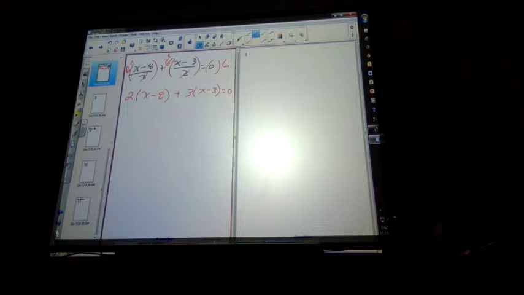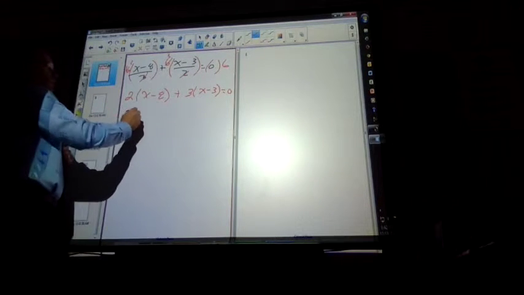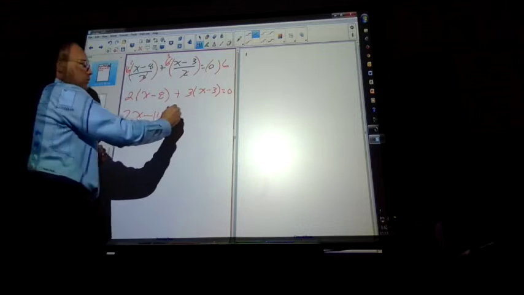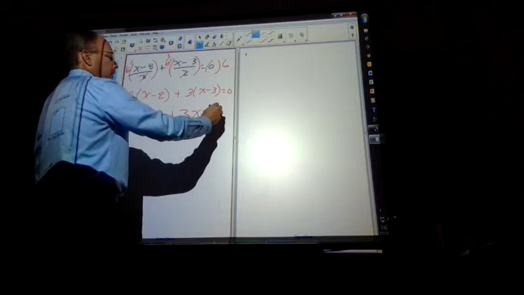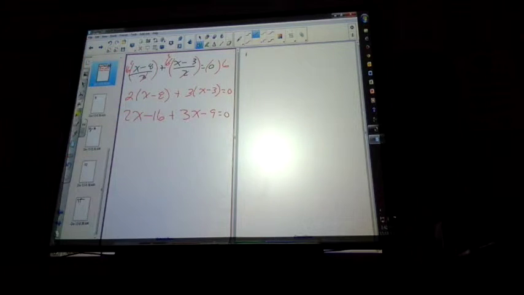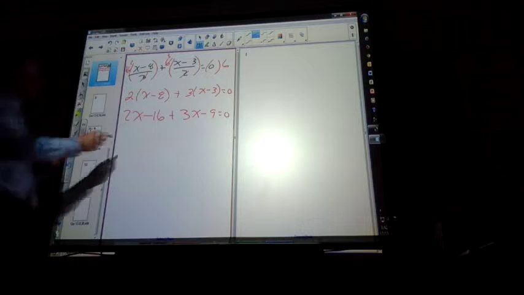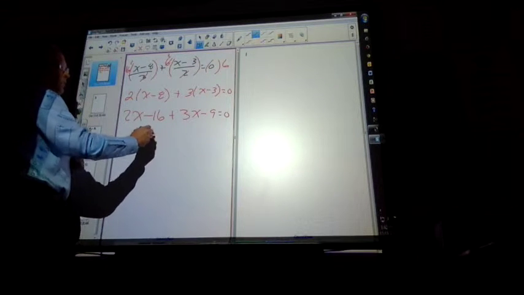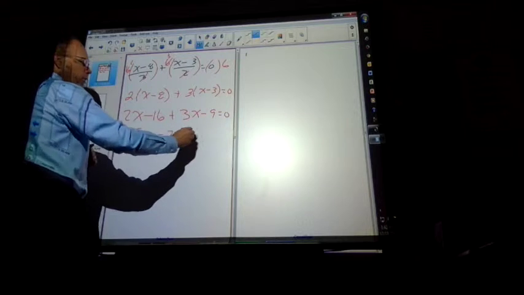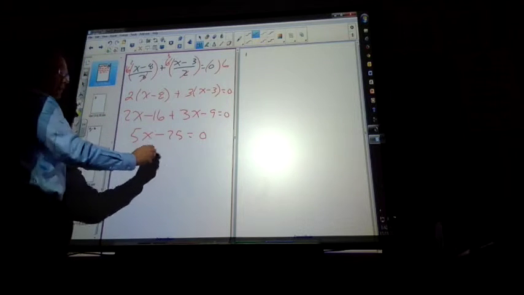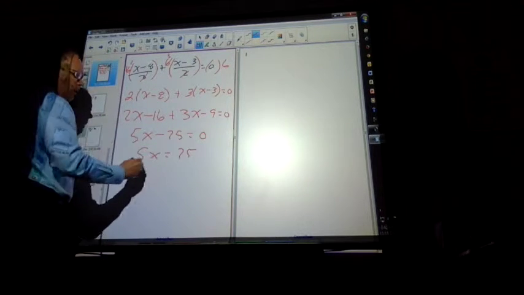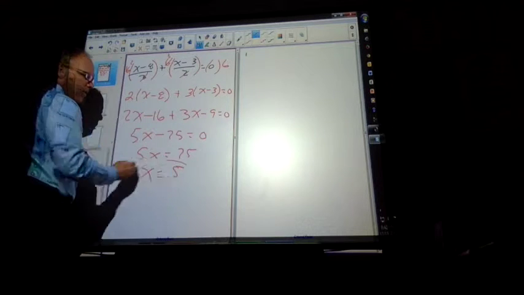Do you agree with that? Is that okay? Let's distribute over. Is that okay? Combine some like terms, so I'm going to get 5x minus 25 is equal to 0. So 5x is equal to 25. So I'm going to find that x is equal to 5.